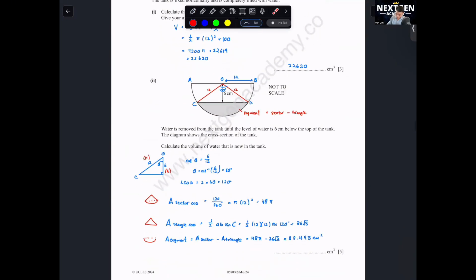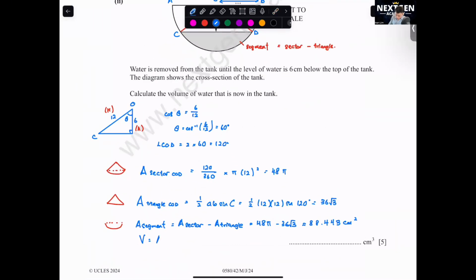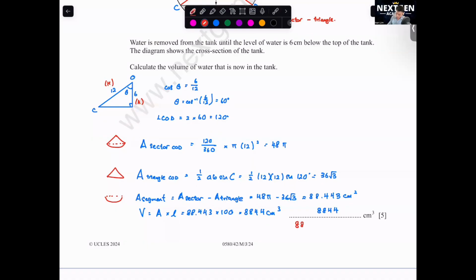You need to multiply by 100 to find the volume, because volume is area multiplied by length. So 88.443 multiplied by 100, you get 8844 cm cube. Okay, the answer, they say they accept between 8836 to 8850, depending how you round it up. 5-mark question. Okay, all good. This is question A. Okay, let's move on to question B.